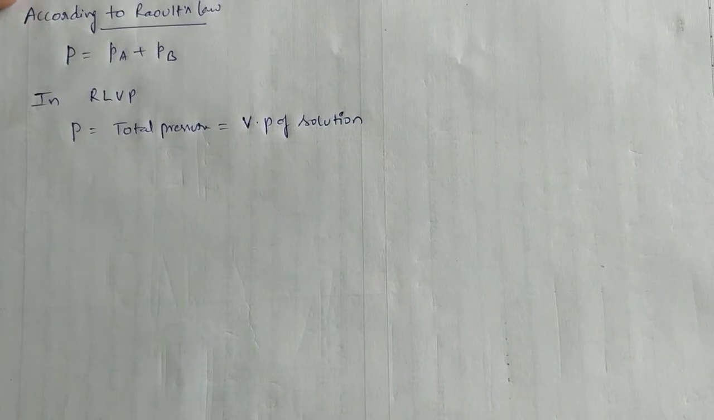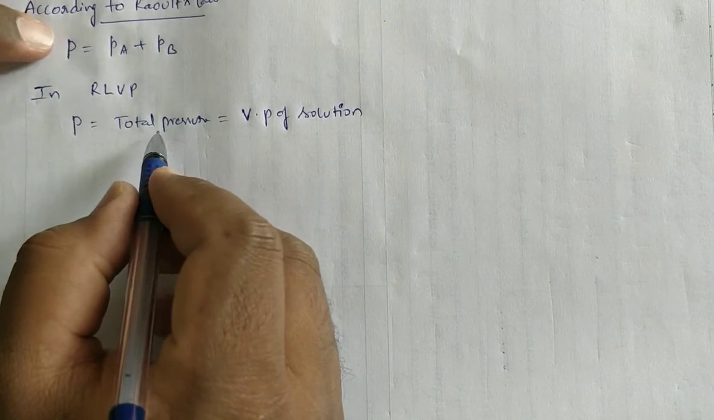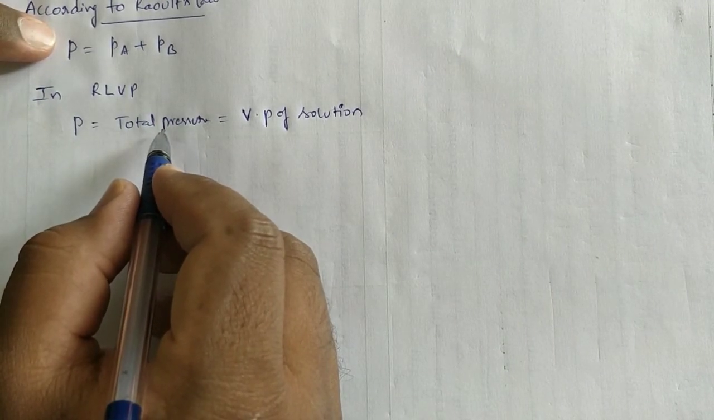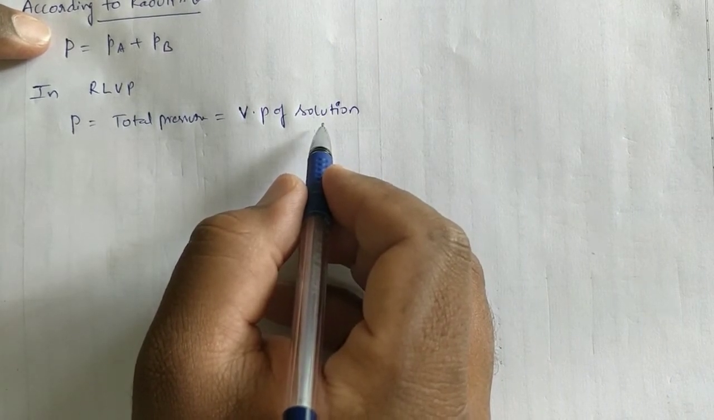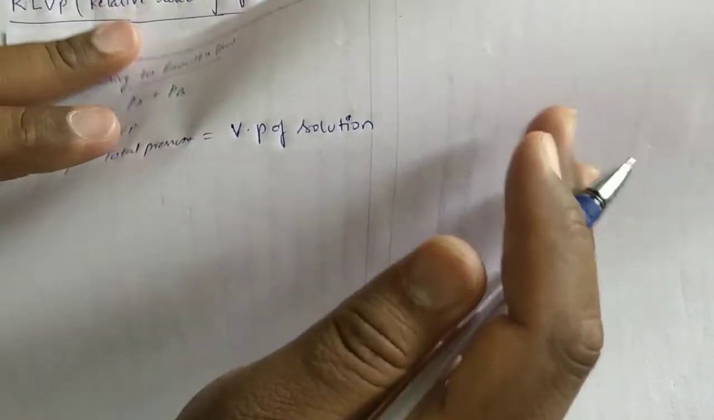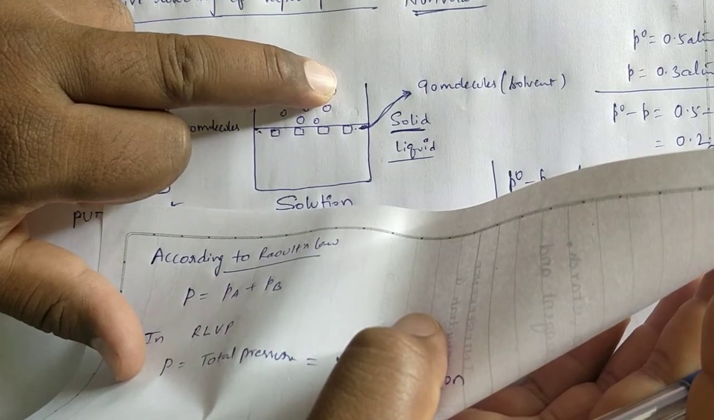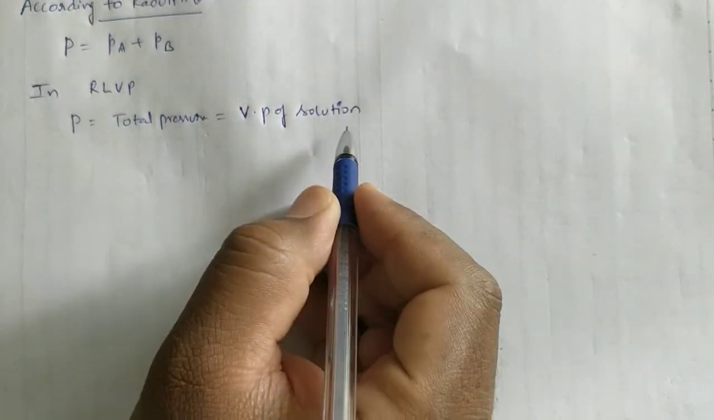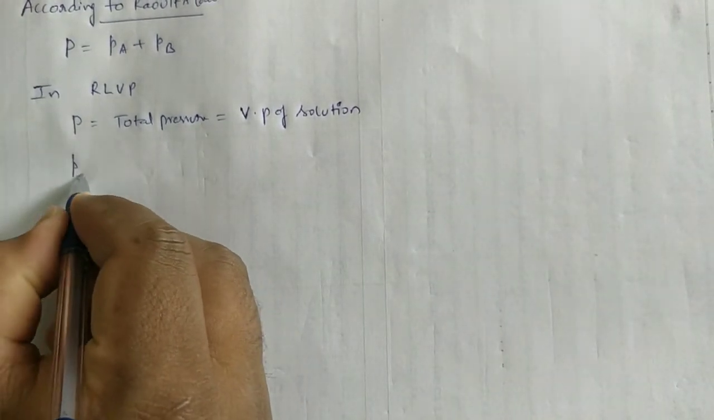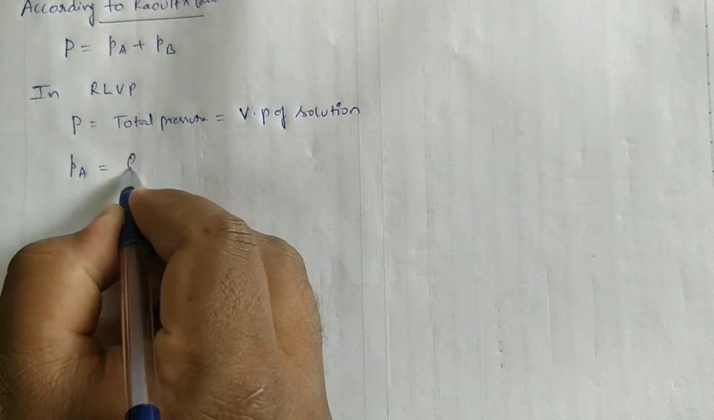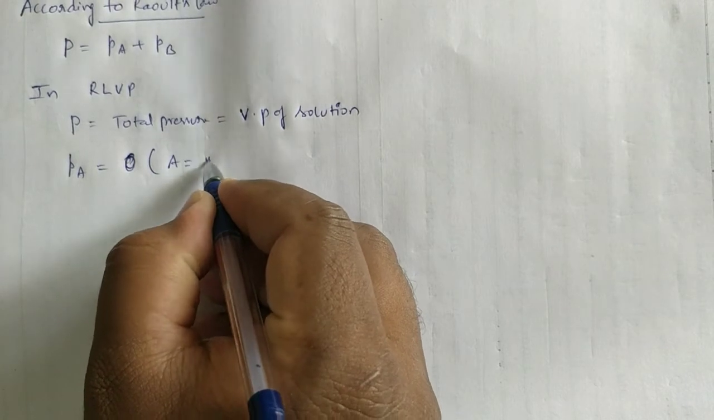Is it okay? Now coming to this one, the total pressure is nothing but the vapor pressure of solution. This total pressure is in the condition of ideal solutions, Raoult's law. Here this is the vapor pressure of solution, because we have no solute particles. That's why the total pressure of the solution is only called the vapor pressure of solution. That's why I wrote total pressure is equal to vapor pressure of solution. So P is equal to vapor pressure of solution, clear. PA is equal to 0, because A is the non-volatile solute.